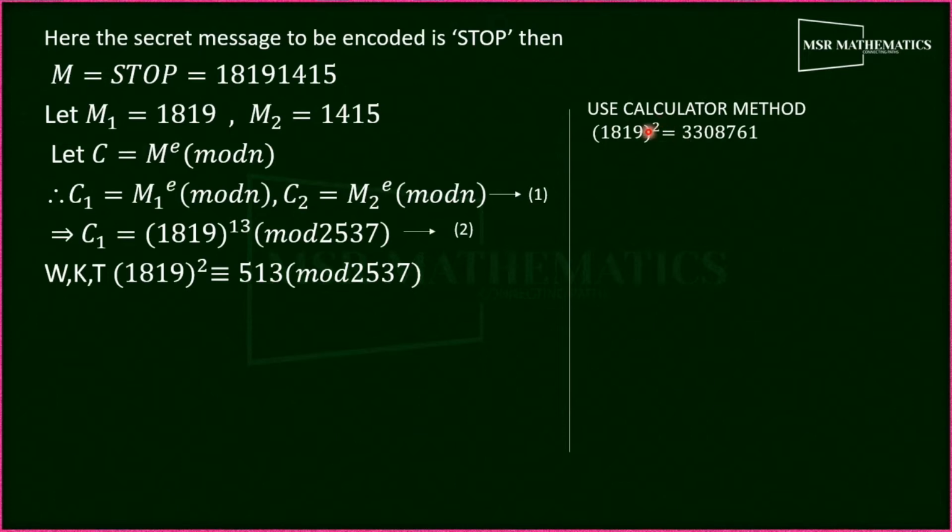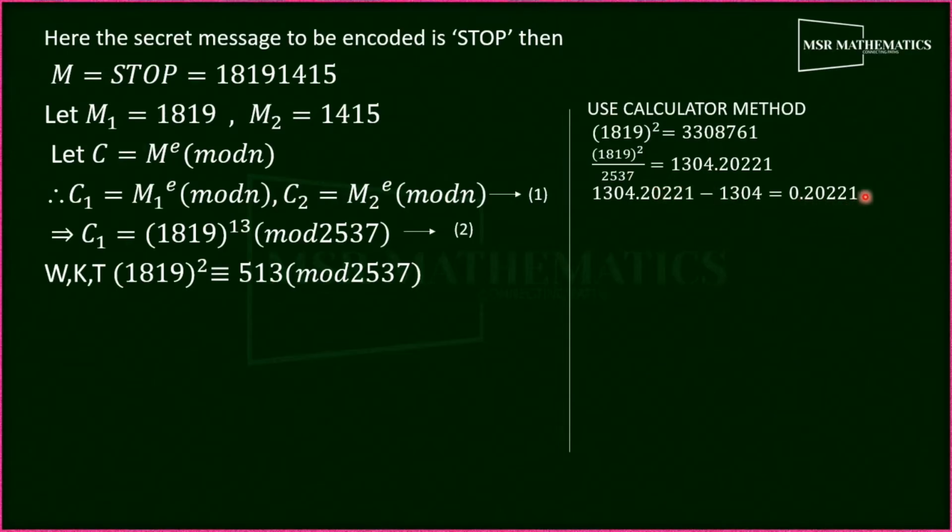Here first we have to take the value 1819 square. In the calculator, 1819 square is 3308761. Next step, we have to divide this by the n value. Here n is 2537. If we divide, we get 1304.20221. Next step, we have to subtract the value up to the point, that is 1304, and we get 0.20221.